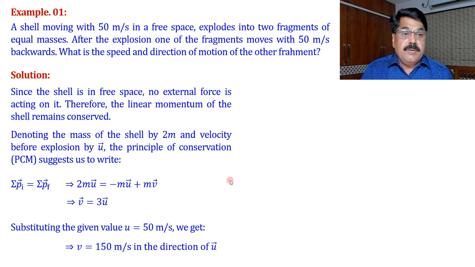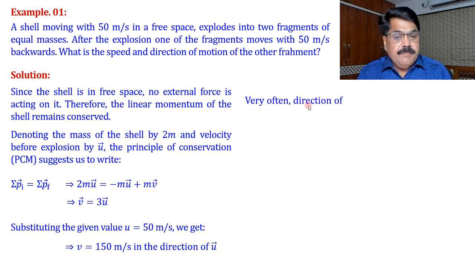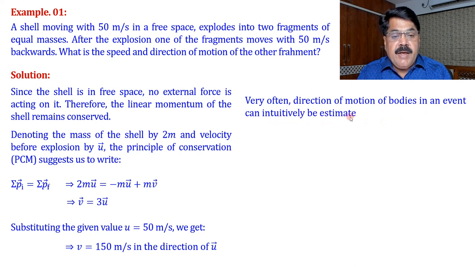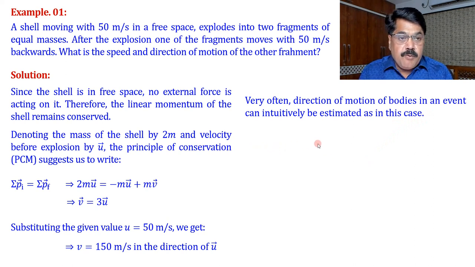Now I am coming to the second approach, the intuitive approach. In so many situations, the direction of velocities we can estimate. Very often, the direction of motion of bodies in an event can intuitively be estimated, as in this case. What we can see in this case: suppose the shell before the explosion was moving towards the right. So one of the fragments will move towards the left, backward. So the other fragment must move towards the right just to satisfy conservation of momentum.